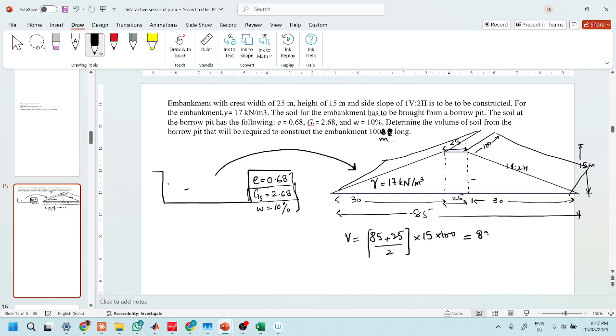Five, 500 cubic meters. This is the volume of the environment. Now, what is given to us is the bulk density. We need to compact the particles such that the bulk density is 17 kilonewton per meter cube. The bulk density is equal to total weight over total volume.